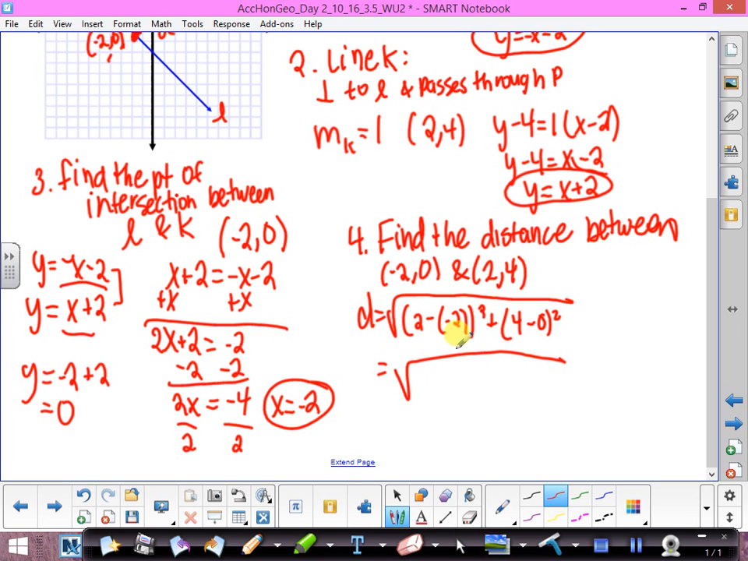So 2 minus negative 2 is 4, so 4 squared is 16, 4 minus 0 squared is 16, so we get the square root of 32, which if we simplify, that will be 4 square root of 2. So the distance between that point and that line is 4 square roots of 2, and we would say units.